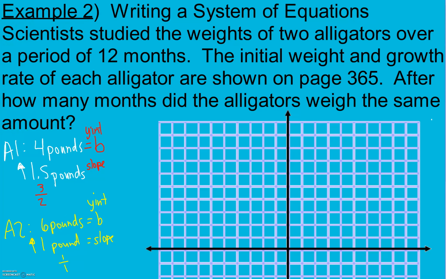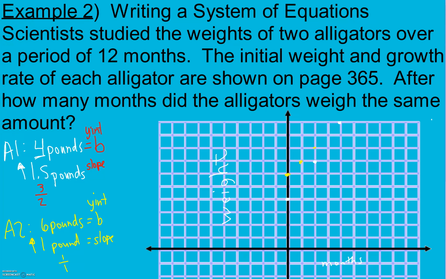So alligator 1, we're going to start at 4. And I'm going to go up 3 over 2. Up 3 over 2. And then this is months. And this is weight. For alligator 2, I'm going to start at 6. And I'm going to go up 1 over 1.